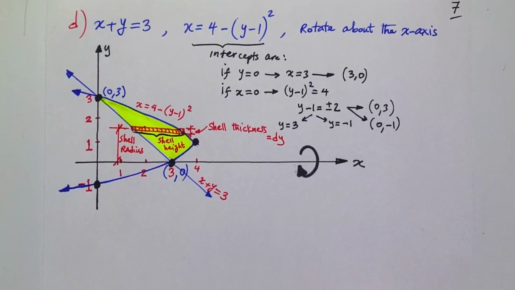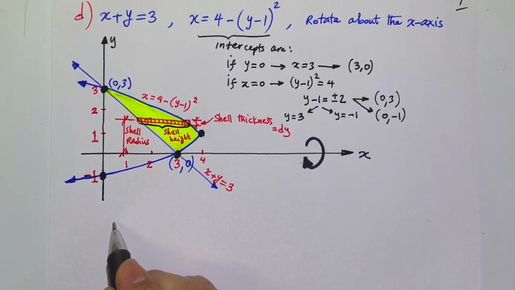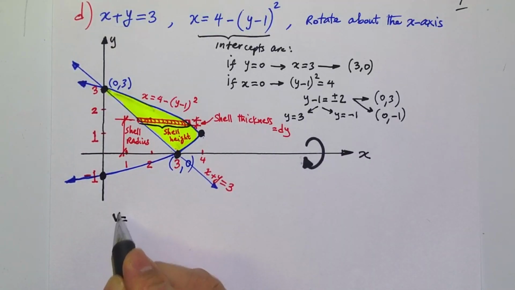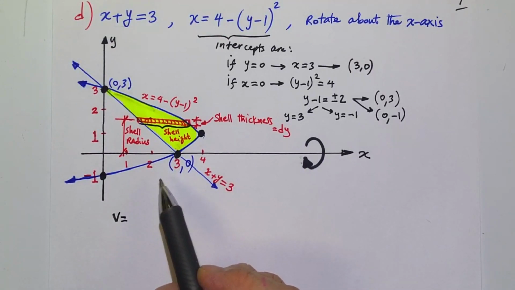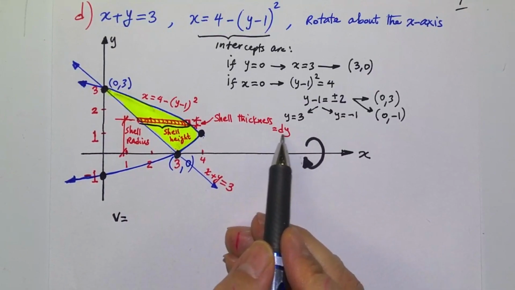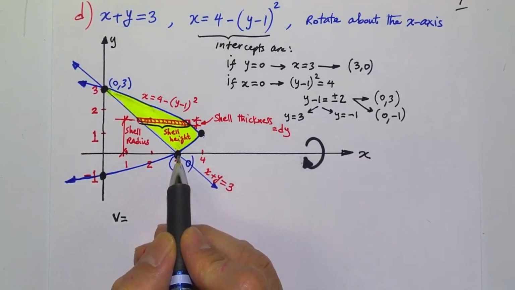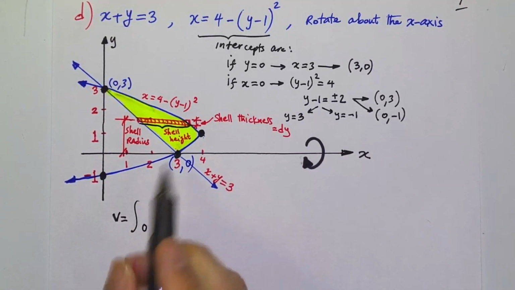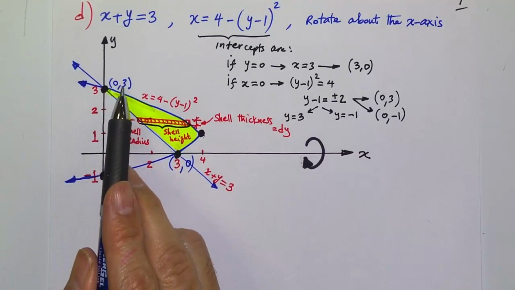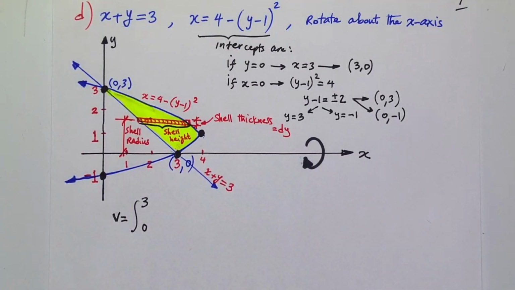All right. So now let's set up the formula for calculating this volume. We have volume. So where are the limits of integration here? Because we're integrating with respect to y, so we have dy here, the limits of integration would have to be from this point, which has y value 0, all the way to that point where it has a y value of 3. So 0 to 3. Okay, and then we have 2 pi.